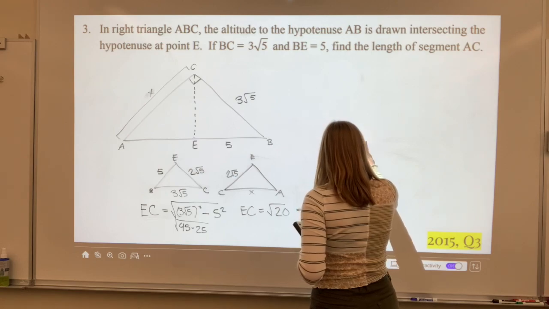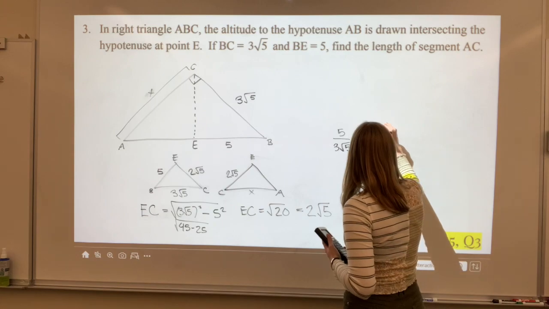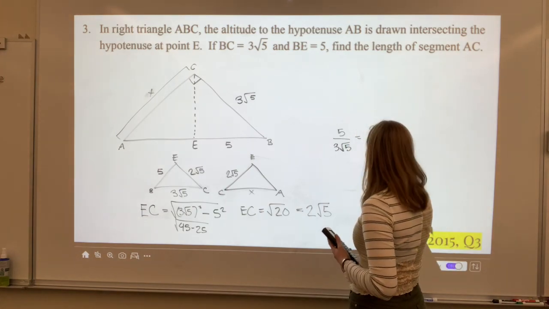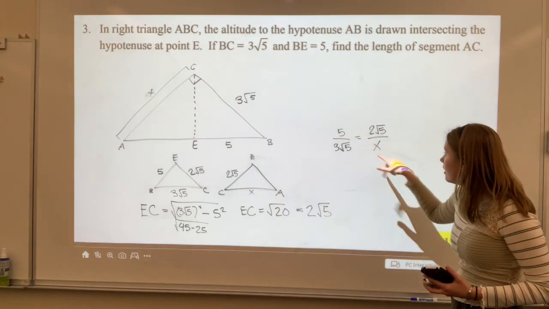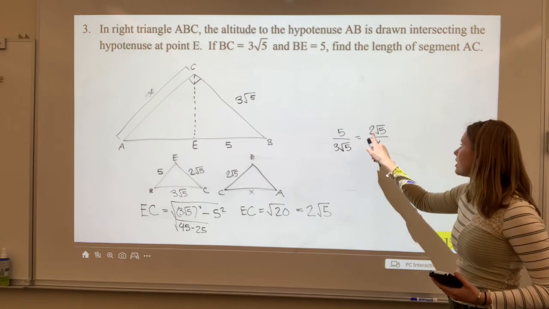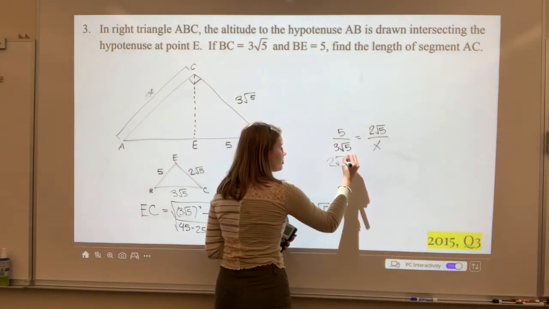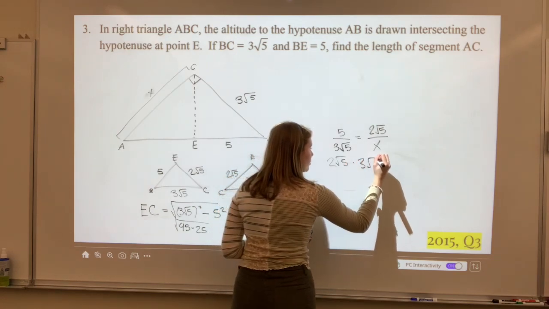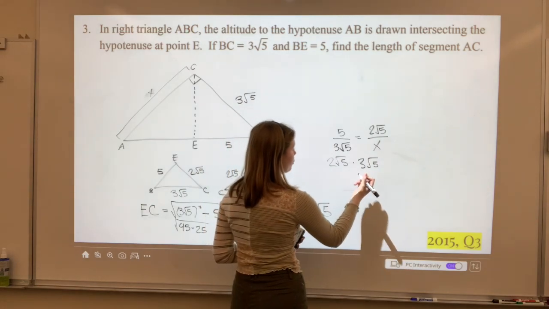3 square roots of 5 as 2 times the square root of 5 is to x. So now that we have this, all we have to do is cross multiply and solve for x. So 2 square roots of 5 times 3 square roots of 5 is going to be 6 times 5, which is 30.